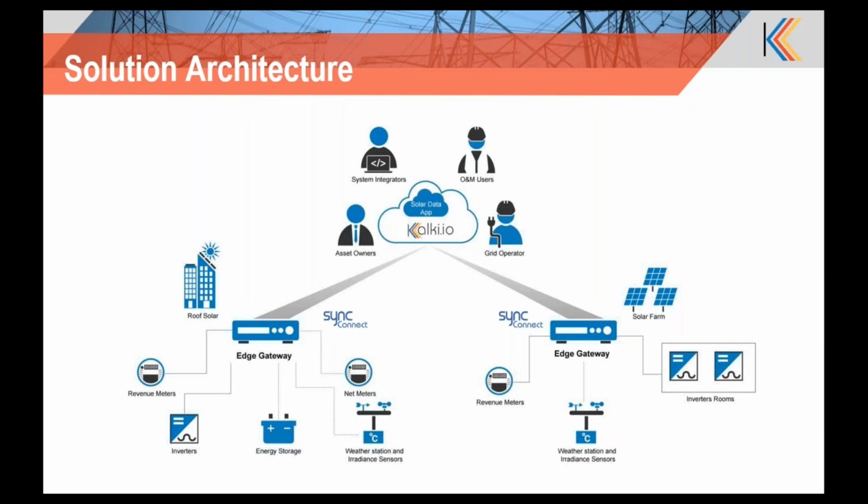So we'll look at the typical solution architecture. In this diagram, we have depicted two applications. One is the rooftop solar, and the other is a solar farm. Our data collection from these field devices can be done using edge gateways. It could be a standard third-party edge gateway or an edge gateway which we provide called Sync Connect. This is software which can be installed on any standard hardware computers, including embedded computers and industrial computers.